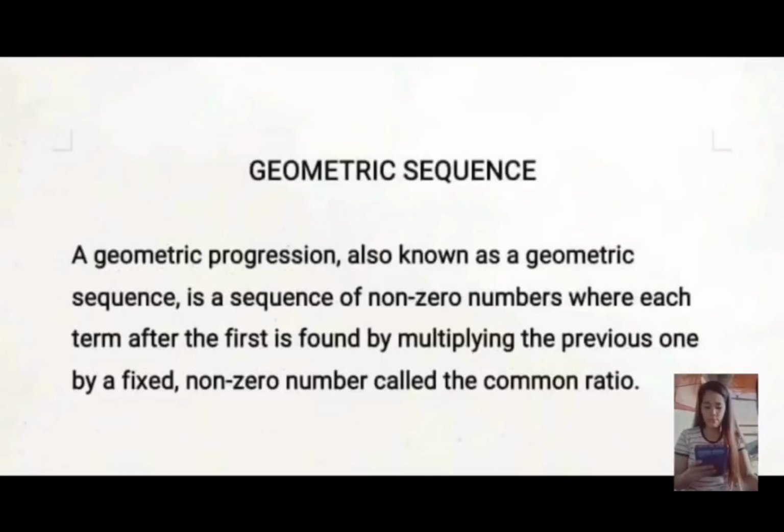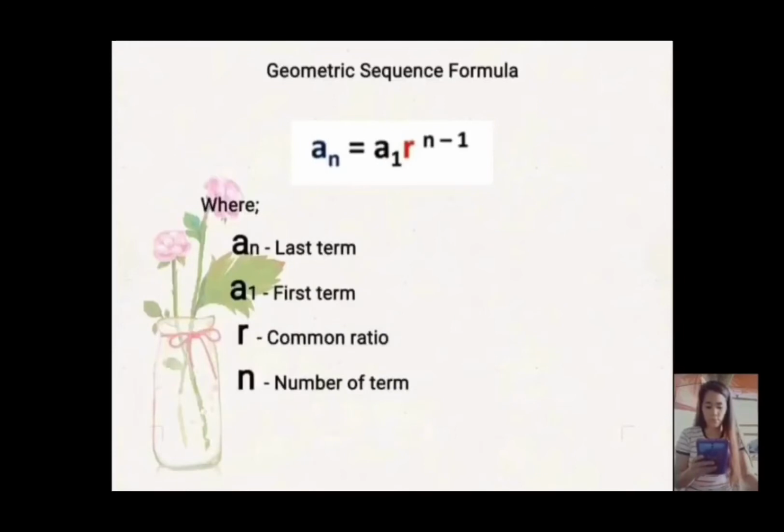Geometric sequence. A geometric progression, also known as a geometric sequence, is a sequence of non-zero numbers where each term after the first is found by multiplying the previous one by a fixed non-zero number called the common ratio. We can solve for any term of a geometric sequence using the formula a sub n is equal to a sub 1 times the ratio raised to n minus 1, where a sub n is the last term, a sub 1 is the first term, r is the common ratio, and n is the number of terms.